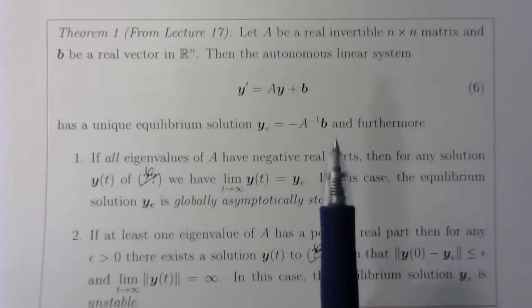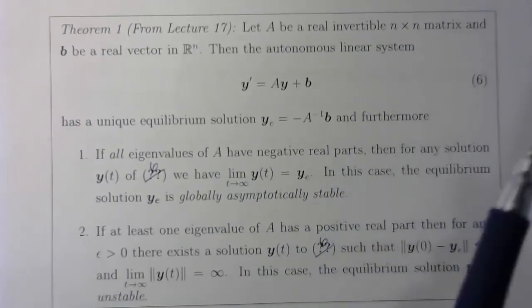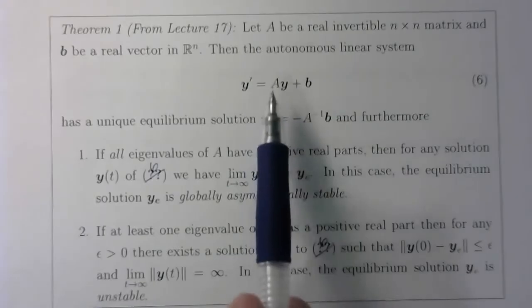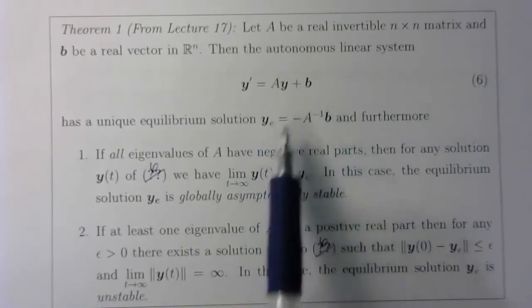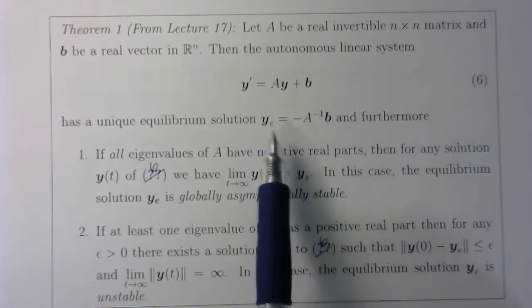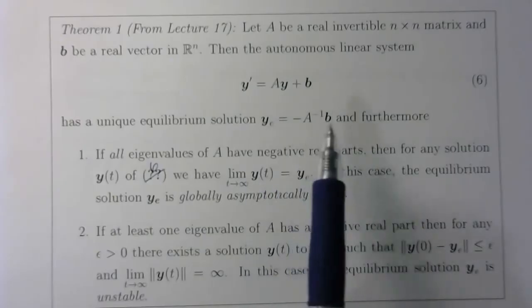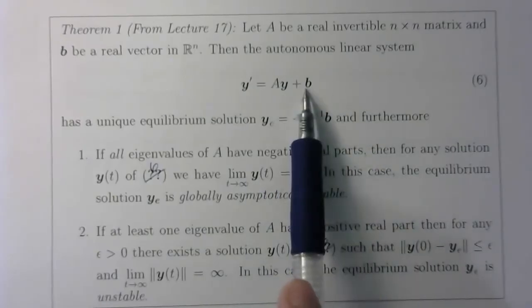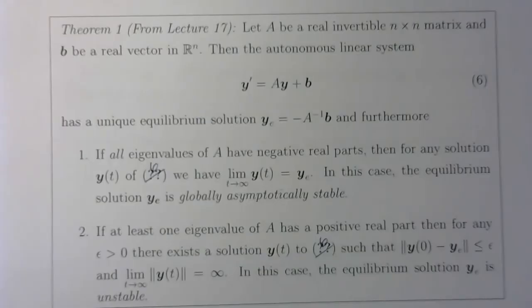We talked about this in lecture 17, where we had this theorem. We said if we had a linear system that looked like Ay plus b, and it had an equilibrium, we would find the equilibrium here, right? Solving the right-hand side equal to 0. And then the stability properties of that equilibrium just depended on A and the eigenstructure of A.